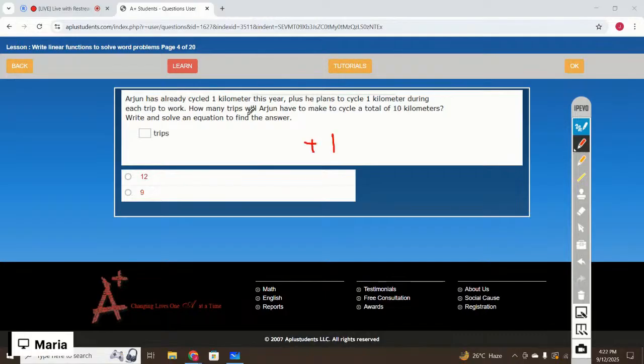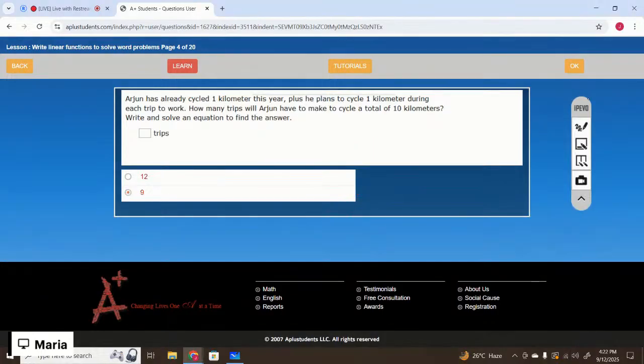He already cycled 1 kilometer. He plans to cycle 1 kilometer during each trip. So for each trip he did 1 times t. How many trips will Arjun have to make to cycle a total of 10 kilometers? So you need to calculate the value. T is equal to 10 minus 1, that is 9. T equals 9. The correct option is T equals 9. Option number 2 is the correct option.